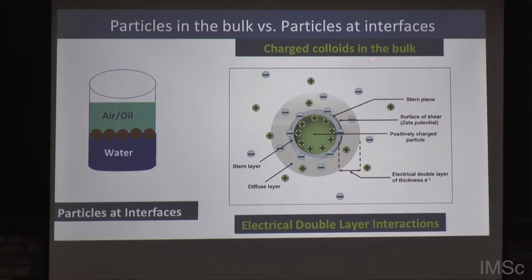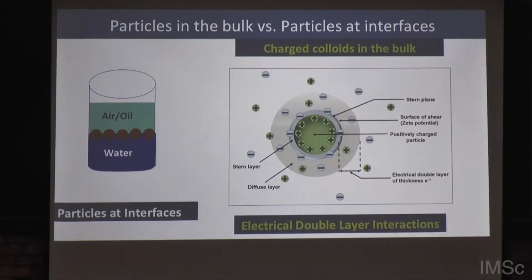Now, when you look at particles in the bulk versus at interfaces, all of us know that whenever you have a charged particle in the bulk, the central spherical part here is a positively charged particle. The moment you disperse such particles in a fluid, counter ions come into the picture, and there is a nice formation of what is called the electrical double layer. People talk about electrical double layer interactions, the repulsive forces between the particles in the solution.